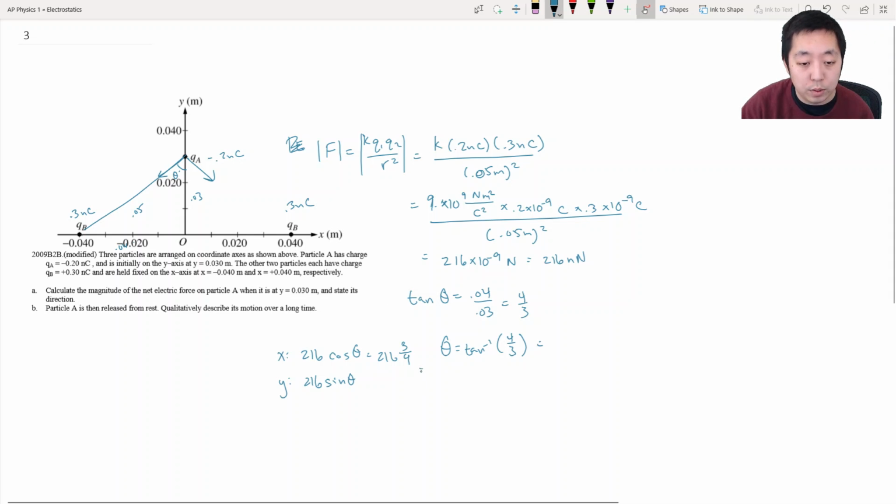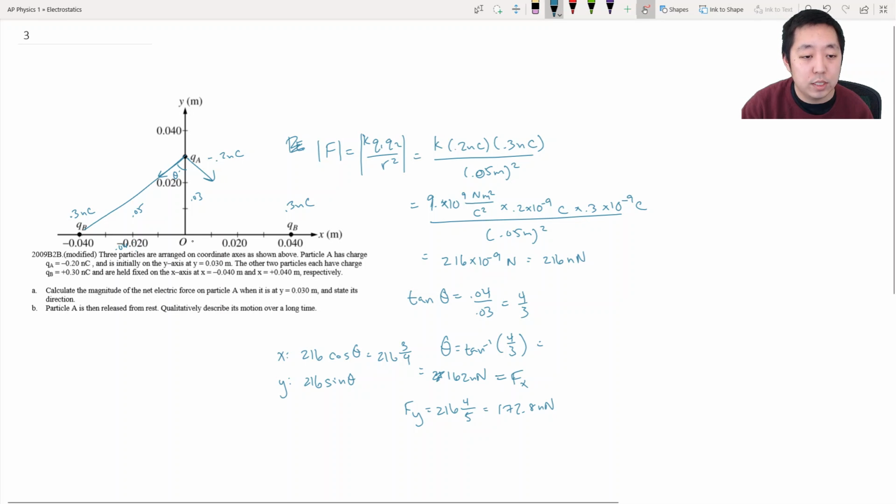So in the x component, I have 162 nanonewtons. That's the force in the x direction. And the force in the y direction is 216 times the sine of theta, which is 0.04 over the hypotenuse. So 216 times 4 divided by 5 is 172.8 nanonewtons. Now, QB is going to do the exact same thing.